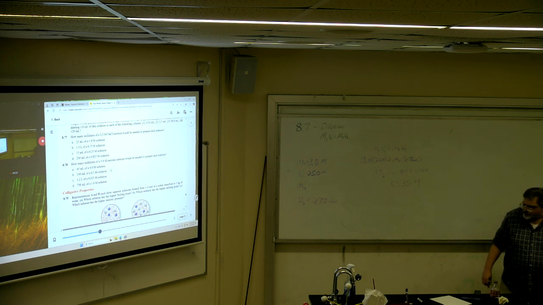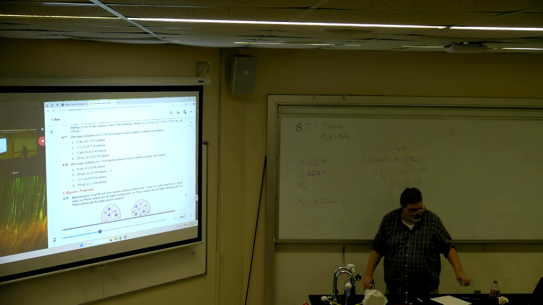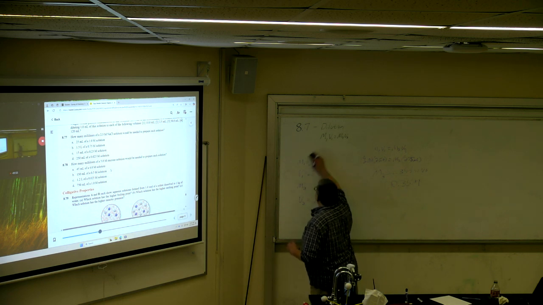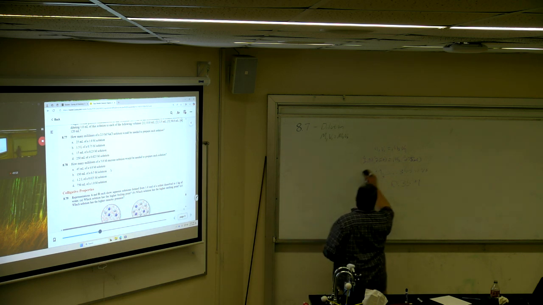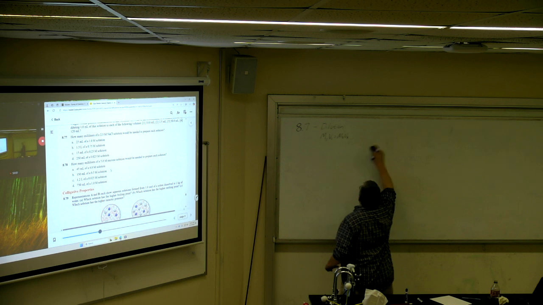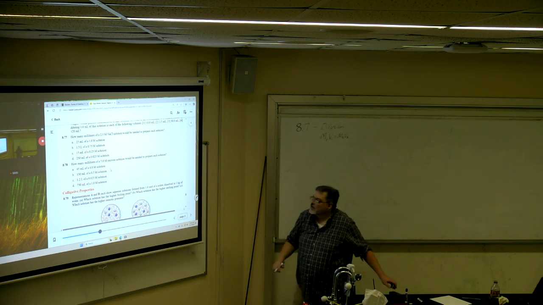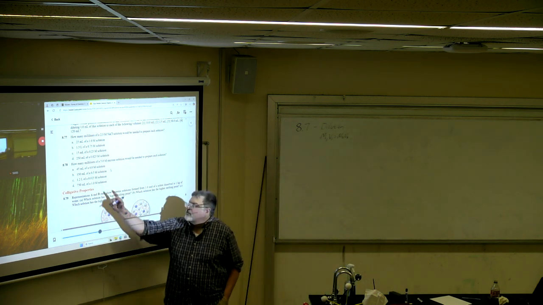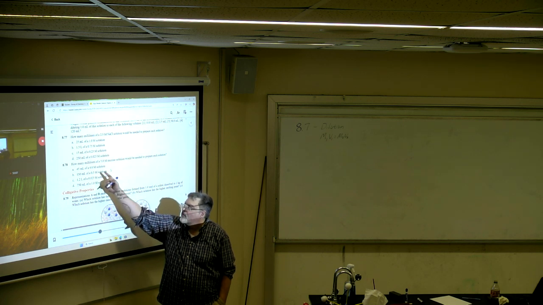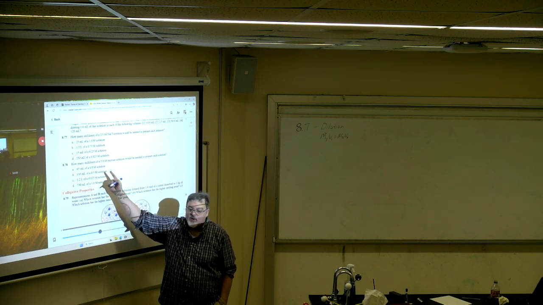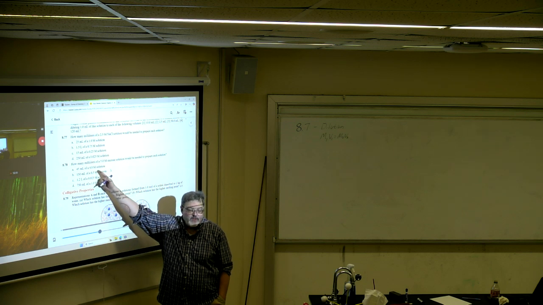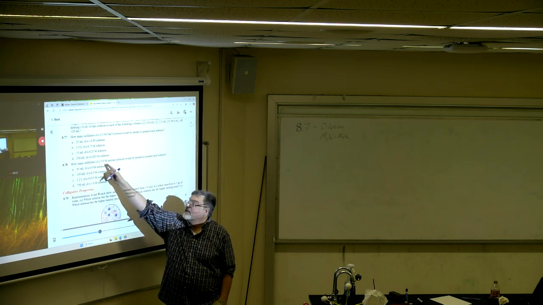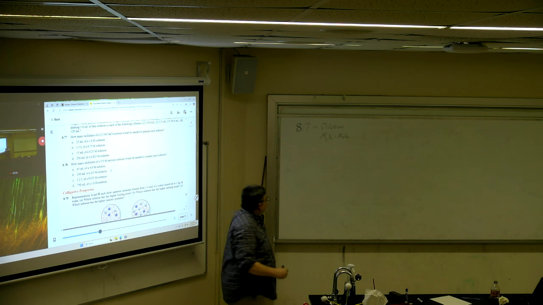These are solutions being prepared. So what you're looking at there is to prepare to make this 45 milliliters of a 4.0 molar solution. That's M2 and V2, and that's M1.